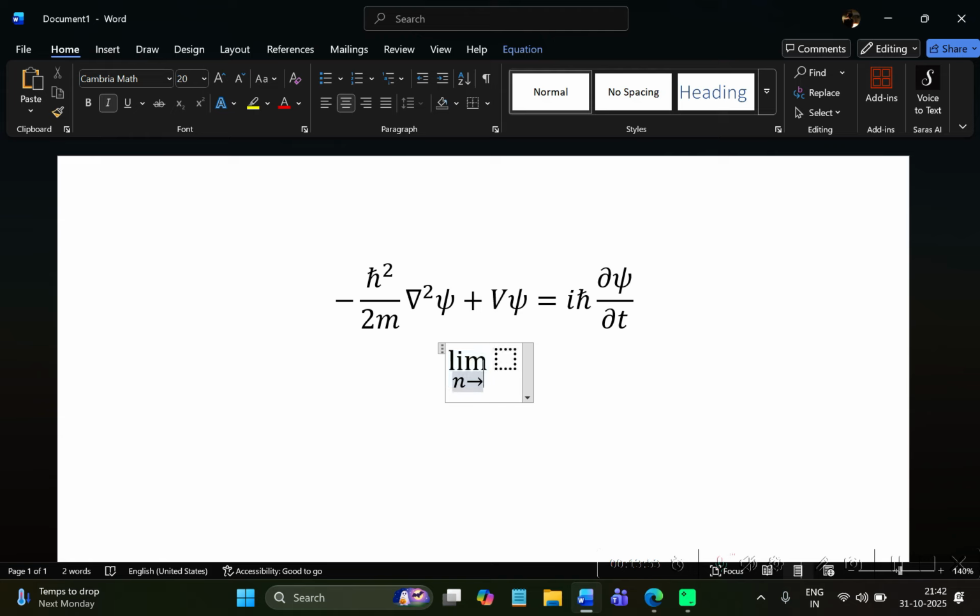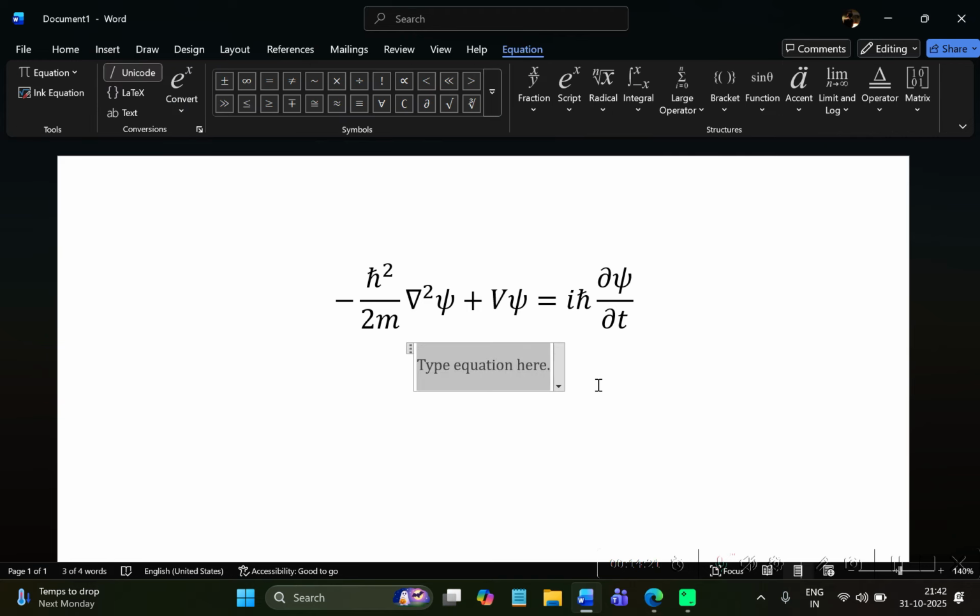So let's say limit n tends to infinity. For infinity you have backslash infty. You don't need to memorize all of this, but with a bit of practice, it will become part of your memory. For infinity, it's just infty, not inf, which doesn't work. Then you write whatever you want, the limit or whatever. So even limits can be done. We covered summations, limits, integrals.